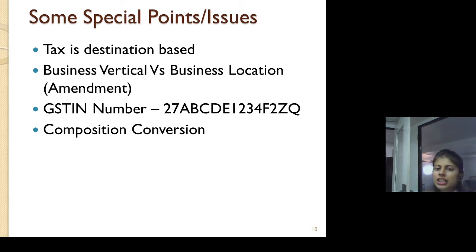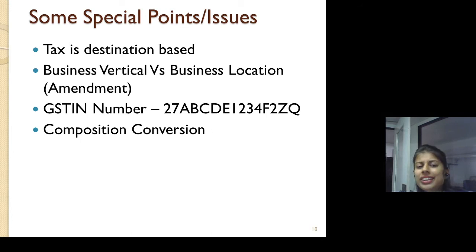However, there is a certain amendment which has taken place, which has now done away with the concept of business vertical. The concept is now business location. That means in a state, however many types of business verticals I have, I am supposed to take only one registration. So now in a state or union territory, only one GST registration can be taken.